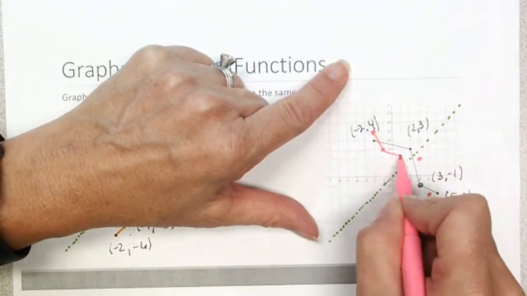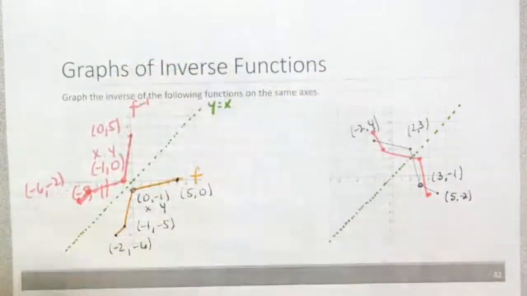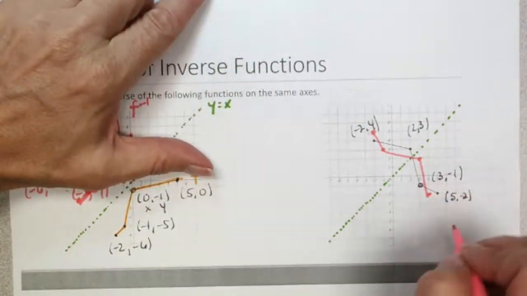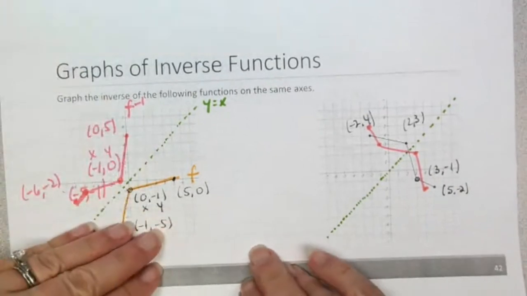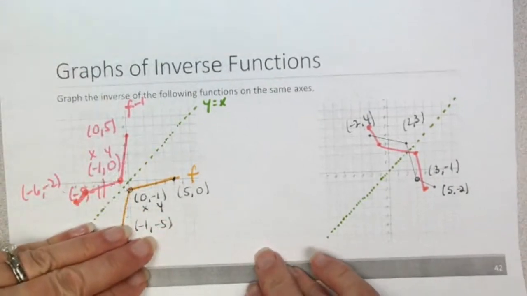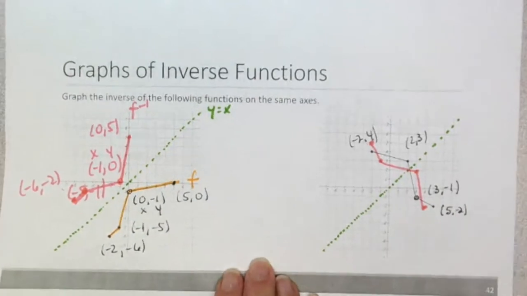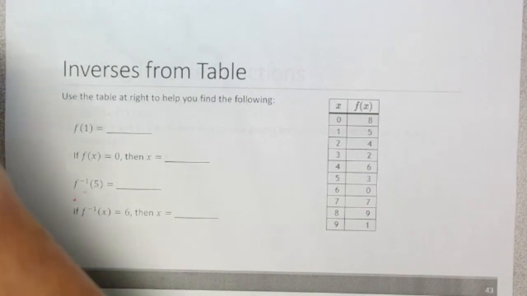All right, so this one is a little bit trickier. I definitely could not have done that visually. I definitely needed to identify the coordinates and the points. All right, so graphs of inverses are a reflection across the line y equals x of the function. Okay, so let's take a look at inverses when we consider them represented as a table of values.